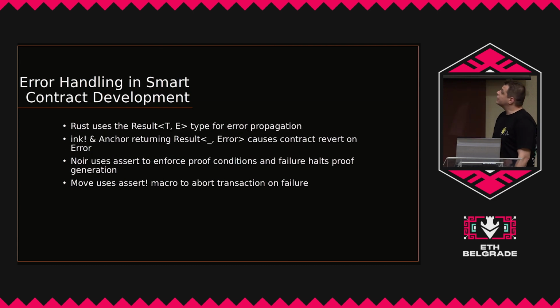How to handle errors in Rust-based smart contracts. We have the type Result that is used for error propagation. We have an error of type E, and a result of type T. Ink and Anchor use a similar Result type, and ink and Anchor contracts revert on Result error. Noir uses assert to enforce proof conditions, and Move uses the assert macro to abort transactions on failures.